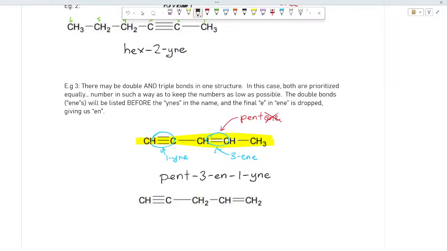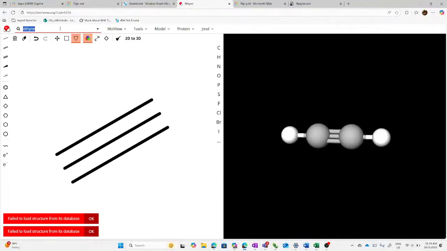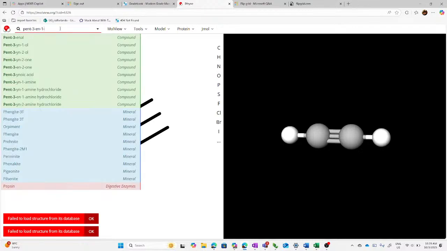Stupid name. That'd be a terrible name for your dog. Well, kind of cute. And if we look here, what was that? Pent-3-en-1-yne? Is that right?